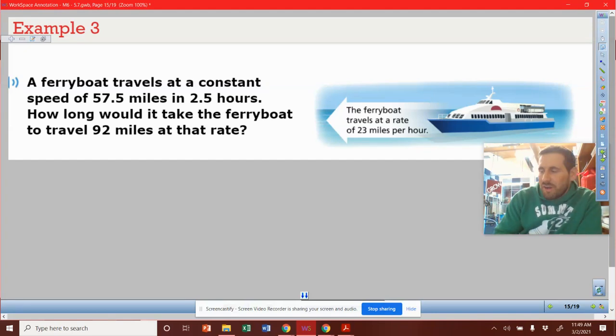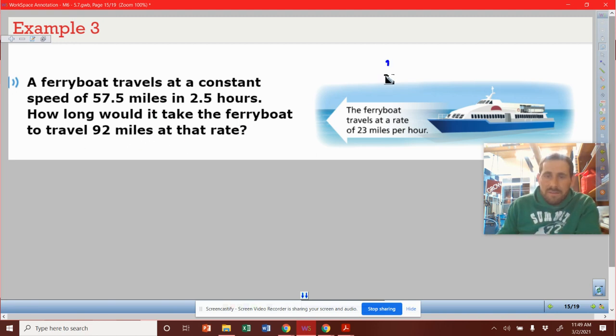All right, so make sure you watch all this. We're going to look at this problem in more than one way. And you got two pieces of information here, or really three. But a ferry boat travels at a constant speed of 57.5 miles in 2.5 hours. How long will it take the ferry boat to travel 92 miles?